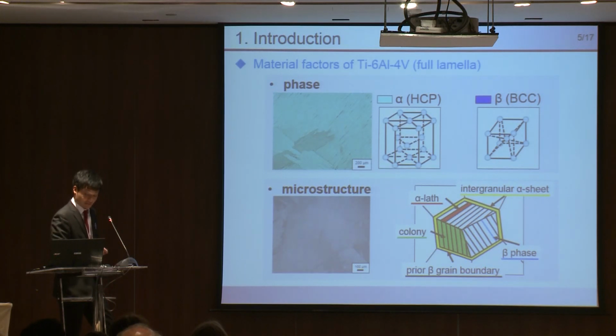The microstructure of this alloy is shown in this picture and schematic. Alpha lath is this red plate, and beta phase is this blue line. Alpha lath and beta phase are alternately laminated. The region in which the alignment direction is uniform is referred to as a colony. And intergranular alpha sheet exists at the interface between colony and prior beta grain boundary.